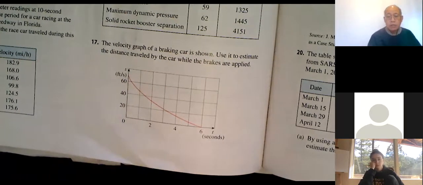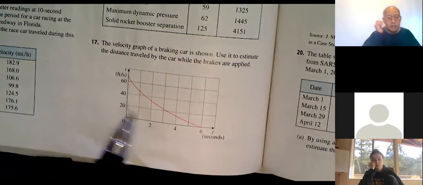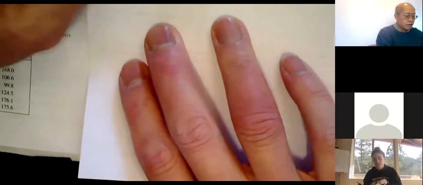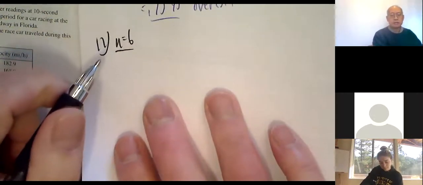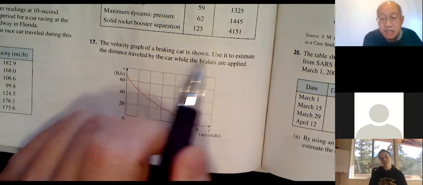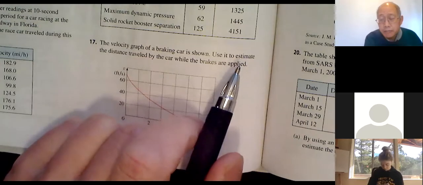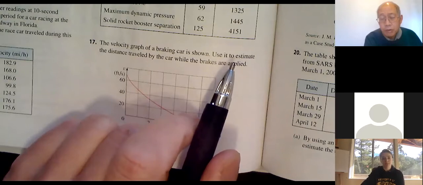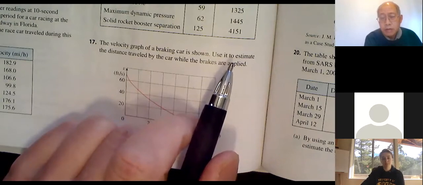Okay, so we're going from 0 to 6. Well, how about let's chop it up into 6 pieces, right? So for 17, how about n equals 6? They didn't tell us to do that, but that just seems reasonable for us, that n be 6. Now, they just want estimate, period. So if it just says estimate, from what we've seen so far, which is best, left endpoint, right endpoint, or midpoints?